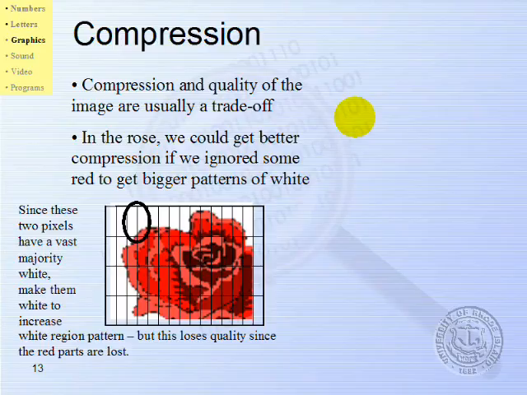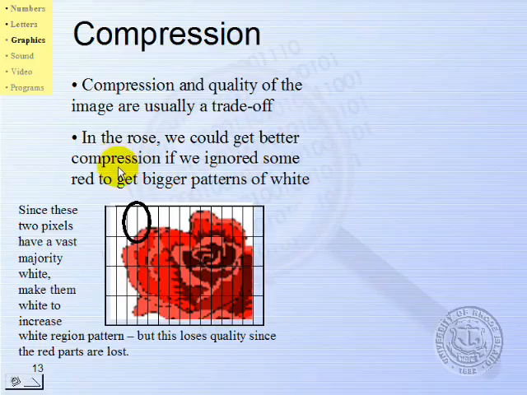The smaller the file, which means more compression, usually the worse the image. The better the image, the larger the file. One extreme is a bitmap, where there's no compression, every pixel is stored, and the bitmap usually is quite clear. Here we can see how the trade-off might occur.